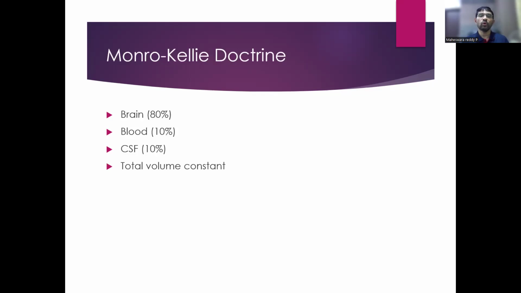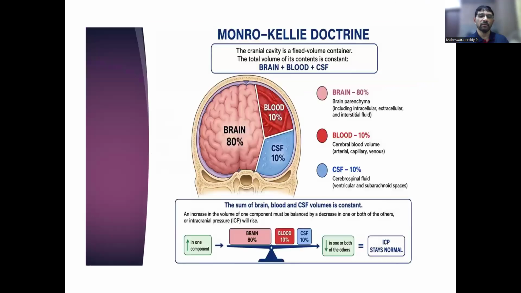So what is the Monro-Kellie doctrine? Doctrine means hypothesis. It is a hypothesis which states that the skull is a rigid cavity. It cannot expand. It contains three constituents. The first one is the brain, blood, and CSF. These three components occupy the skull. The total volume remains constant because the skull cannot expand.